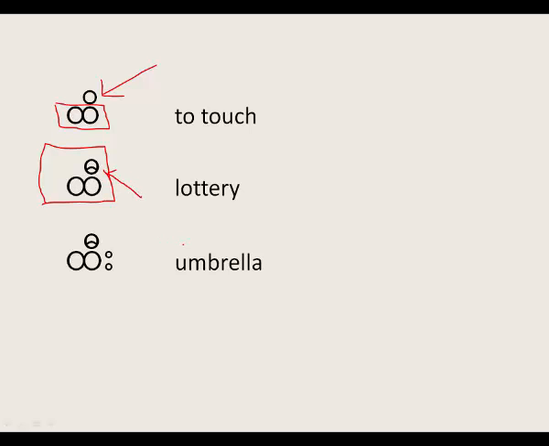And we pronounce it T, which means lottery. And the last one, like in the case of the previous vowel, you just add a colon. And it makes it umbrella. Yeah, and then you would say T. The three together, T, T, T.